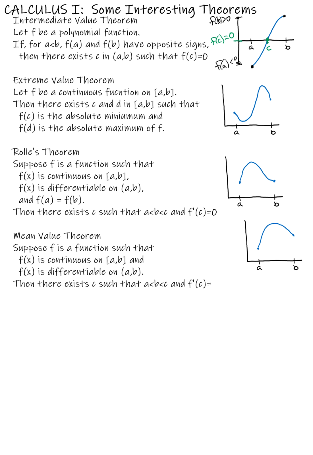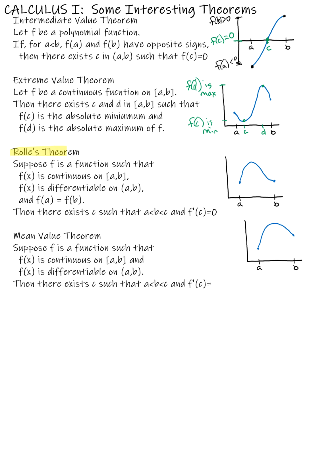So it turns out that there must be a c value and a d value in here such that f of c is the minimum and f of d is the maximum within that interval. Now, of course, these could have been turned around. C could have been greater than D. There is no distinction where C and D fall as long as they are on the interval A to B.